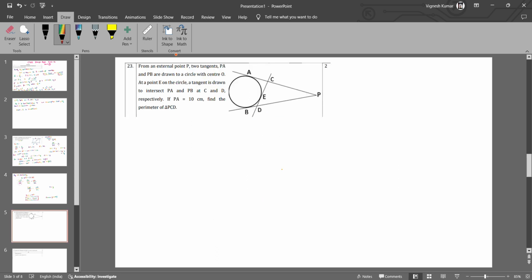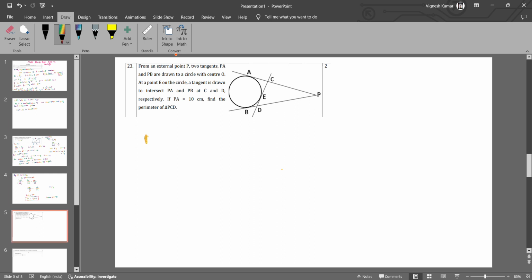So the next question states, from an external point P, two tangents PA and PB are drawn to a circle with center O. At a point E on the circle, a tangent is drawn to intersect PA and PB at C and D respectively. If PA is equal to 10 cm, find the perimeter of triangle PCD.